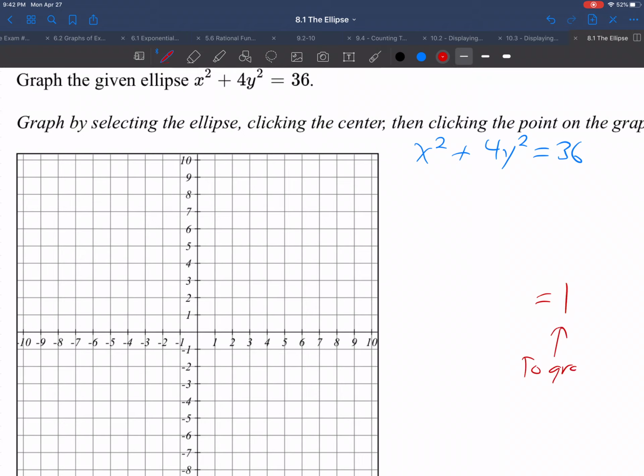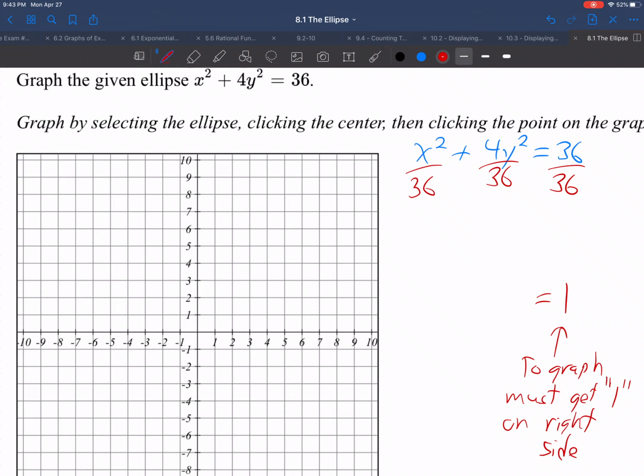So to graph, or really to do anything, we must get a 1 on the right side. So how am I going to make it, the right side right now has a 36. How am I going to get rid of that 36? I'm going to divide through by 36, right?